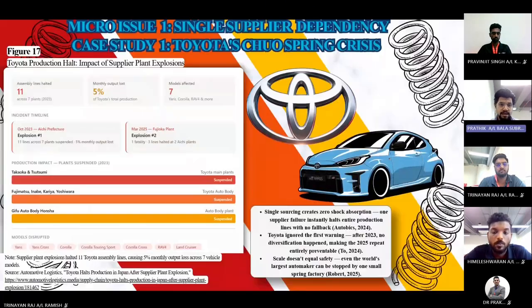Next. Now, let's see case study 1, Toyota's Chuo Spring crisis. This case shows the risk of depending on a single supplier. In October 2023, an explosion at Chuo Spring stopped 11 assembly lines across 7 Toyota plants, causing Toyota to lose 5% of its monthly production and affecting 7 vehicle models, including the Yaris, Corolla, and RAV4.